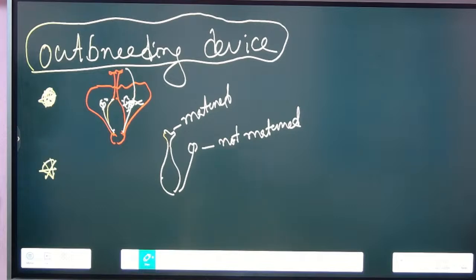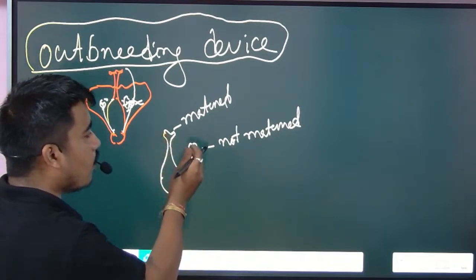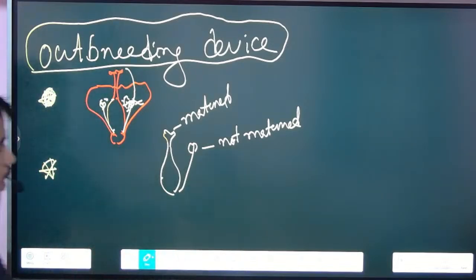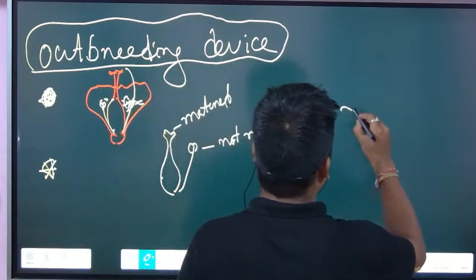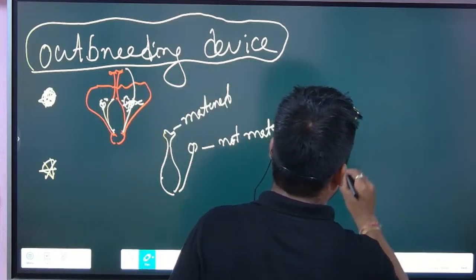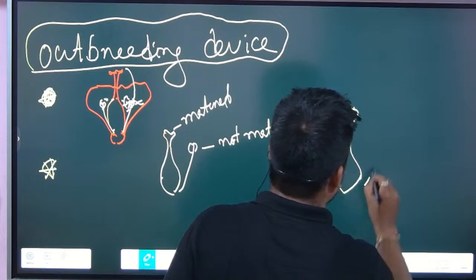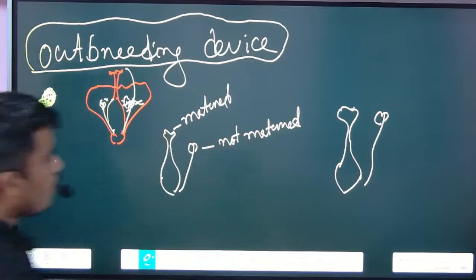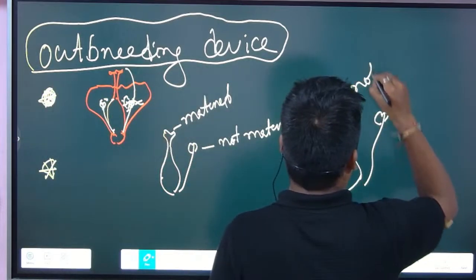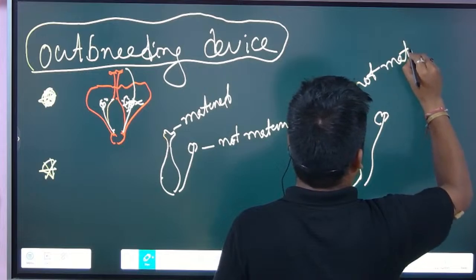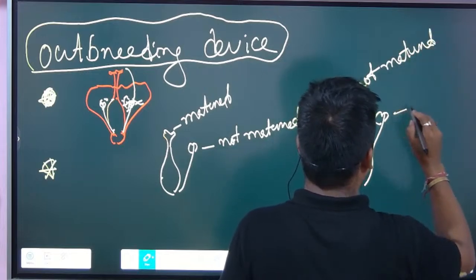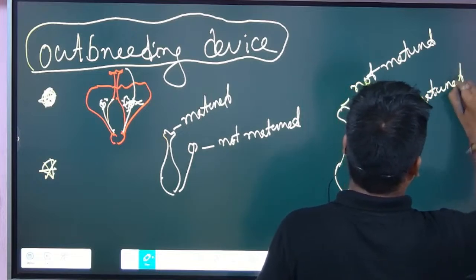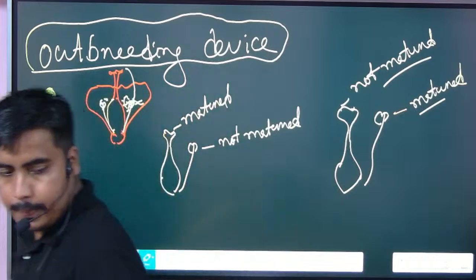So in that case, pollen cannot reach the stigma. So it's also an outbreeding device, but here vice versa, it means the stigma is not matured or not prepared, but the stamen is prepared. It can be possible, isn't it? So it is not matured, and it is matured. Got it?